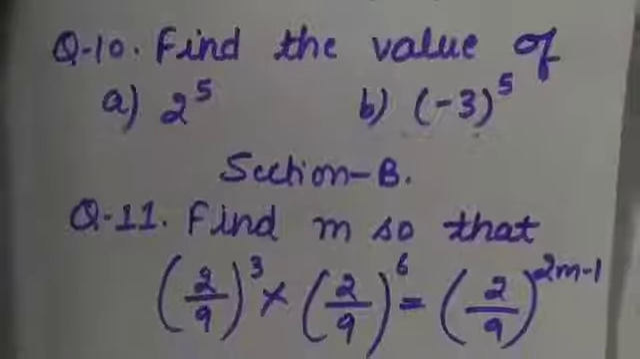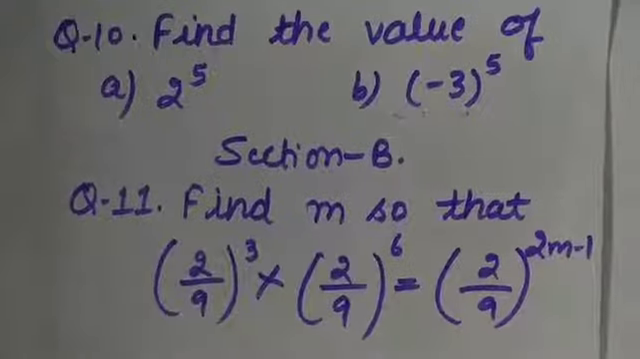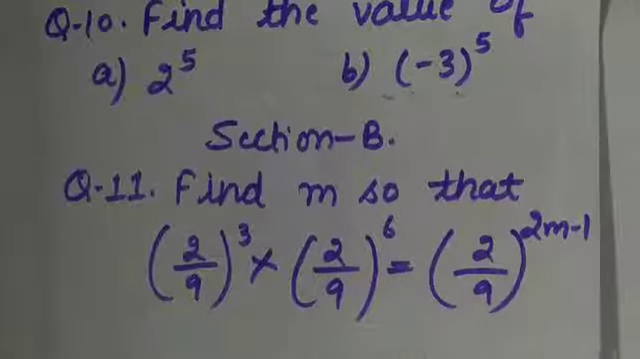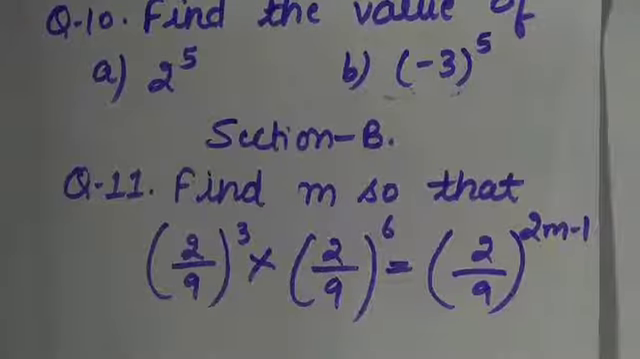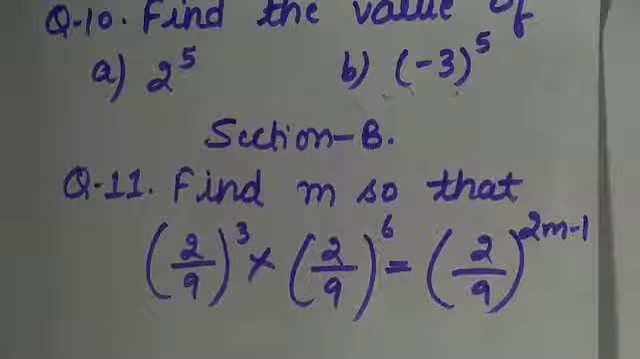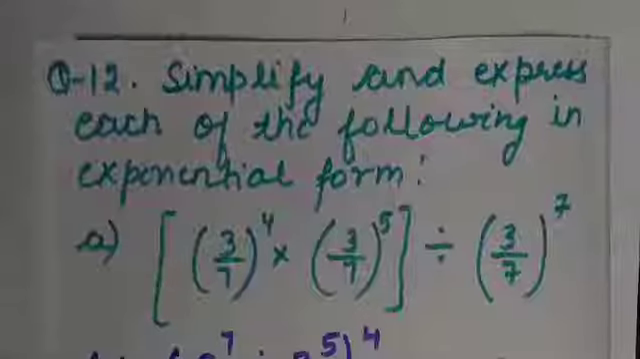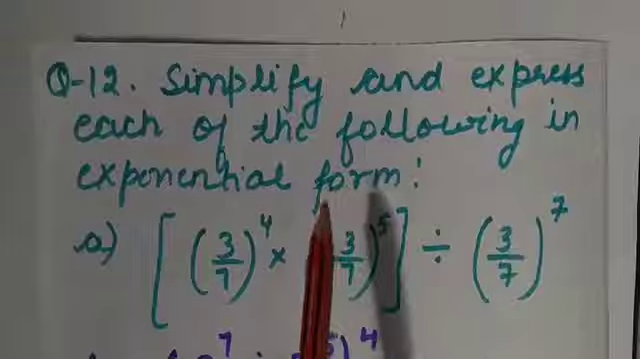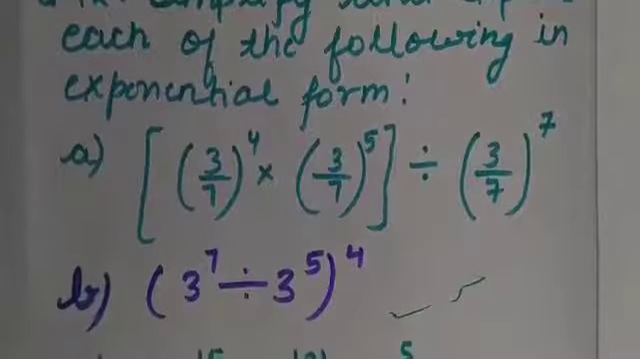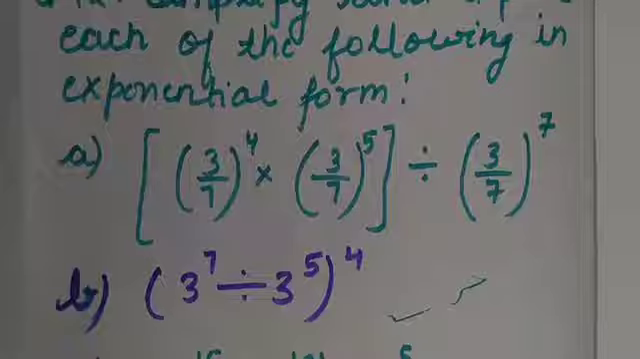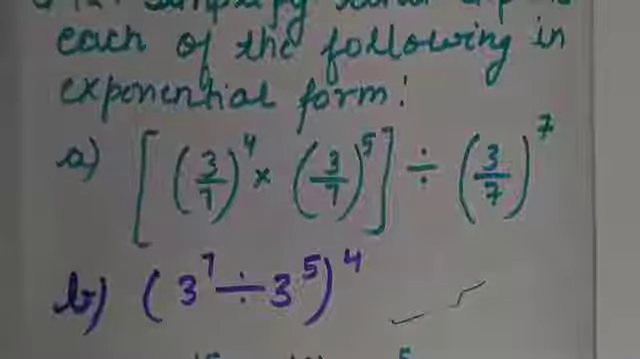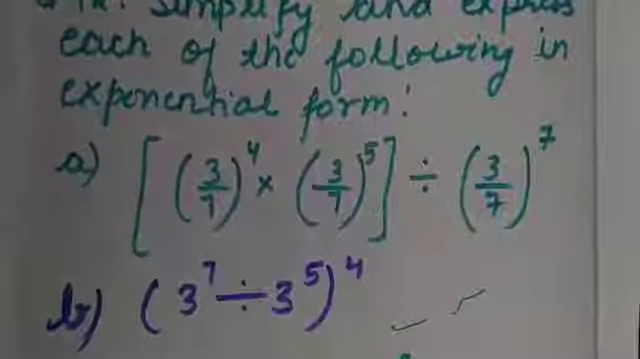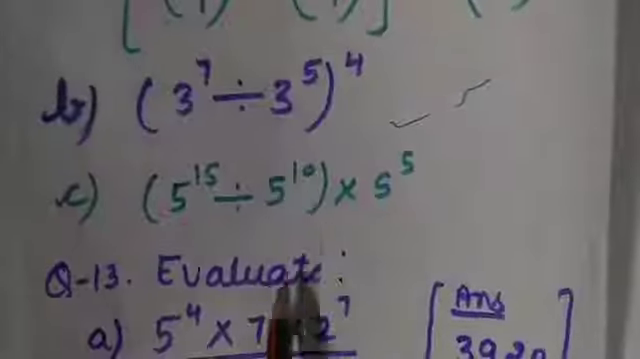Now come to section B. These are not one-statement questions. So this is your question number 11. This type I have explained today. Now come to the next question, question number 12: simplify and express each of the following in exponential form. Wherever you are applying the laws, you have to mention it in the solution part, otherwise marks will be deducted. This is A part, this is B part, this is C part.